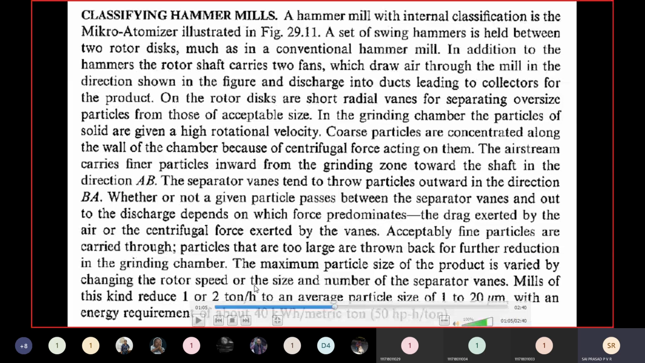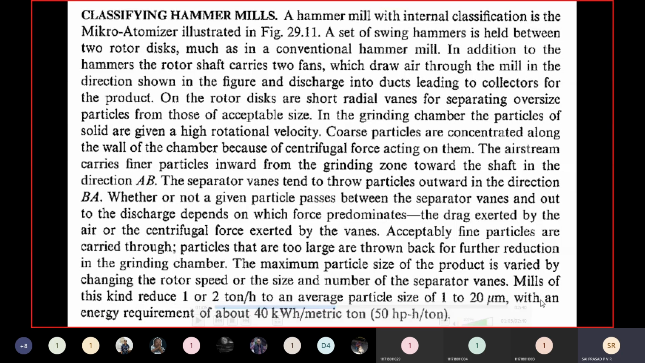The product size is varied by changing the rotor speed and the size and the number of separator vanes. You are keeping two separator vanes, as shown here. You can keep 3 or 4 also. But as you add more, what will happen? You will see that only the small size particles will be coming out. There is no chance for product size distribution. Distribution of the product is not there in this case.